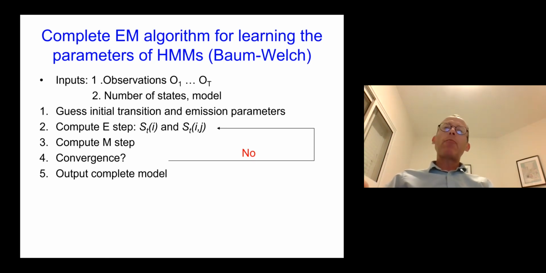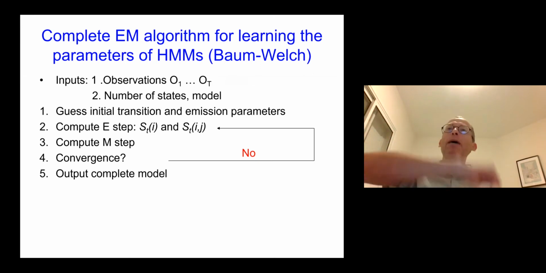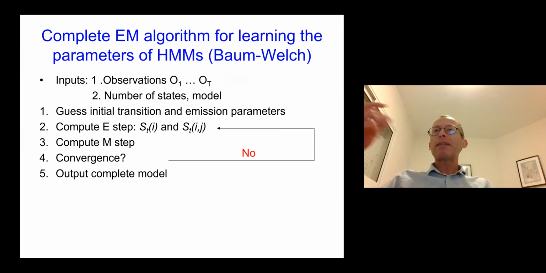So basically, we start with a set of observations. We have a number of states which are defined. It's very important that we need to guess something. We cannot start, right? We either guess the parameters or we guess the states, but we need to guess because EM basically, E assumes M and M assumes E. You cannot start from nothing.